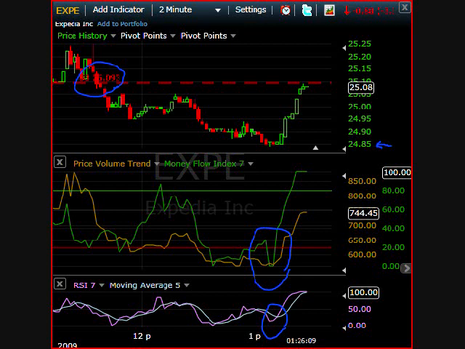That blue circle is just showing you a pivot line, which is something that I watch as that price rises, because we know that it could meet some resistance at that pivot line. And then the bottom two blue circles show you how PVT and money flow rise up in the middle of that chart and past that little line. They loop up, and at the same time RSI crosses over its moving average.